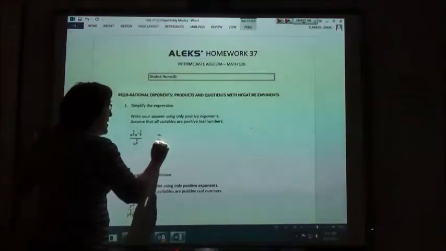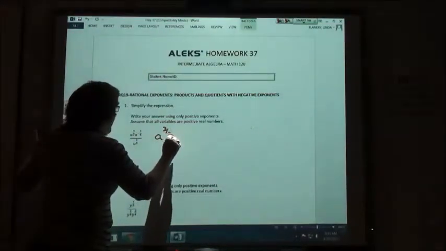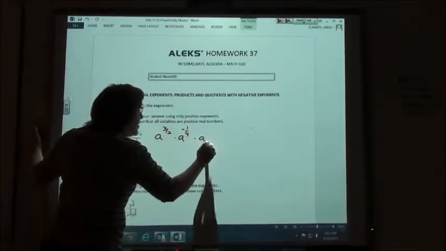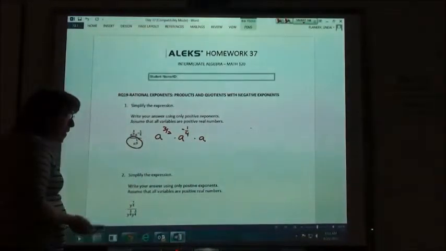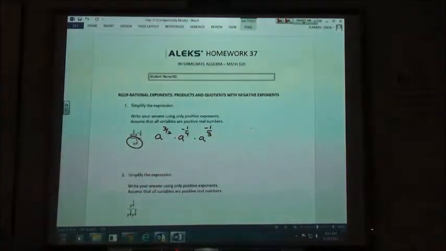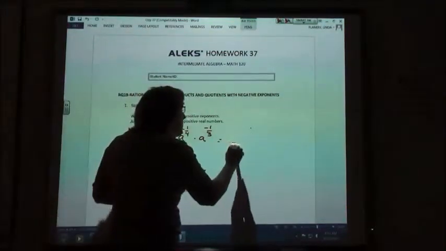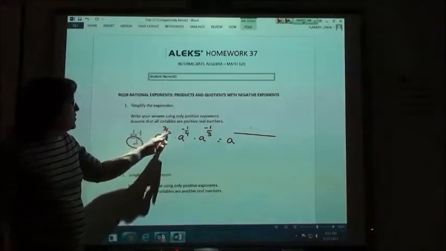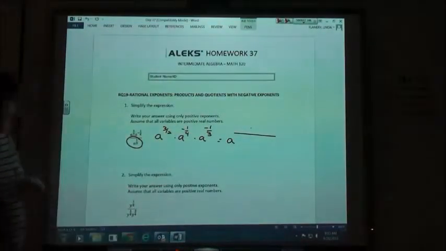So this would be written as a to the 3/2 times a to the negative 1/4 times a to the, and instead of this being positive 1/3, we're going to make it a negative 1/3. Then we can use our rule: when we're multiplying with the same base, we add the exponents. So basically we're just doing the adding and subtracting with our fractions, so we have to have a common denominator. My common denominator in this case, if I have a 2, a 4, and a 3, looks like I'd have to use 12.